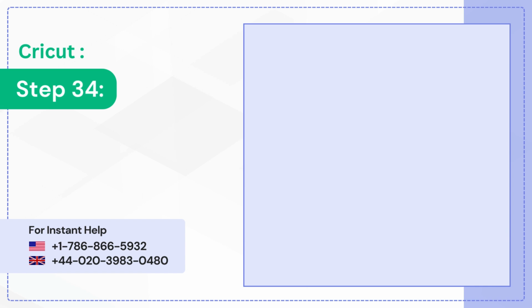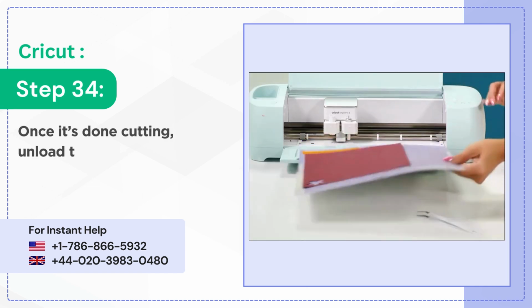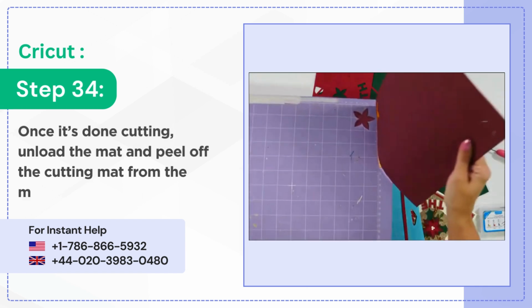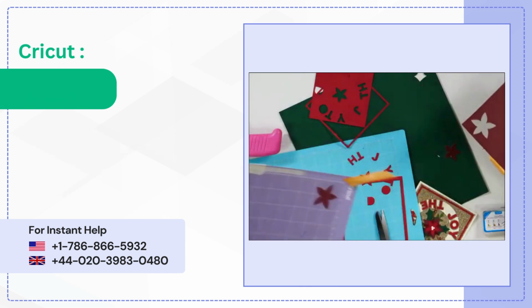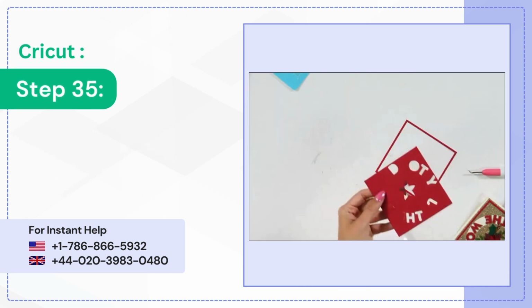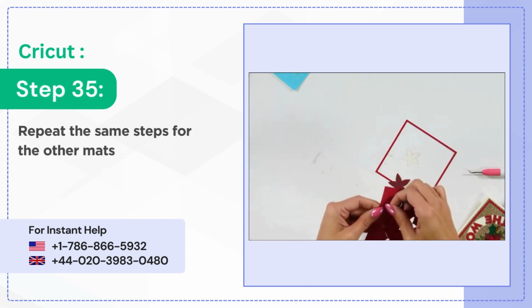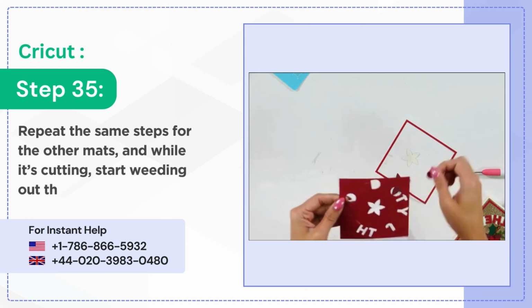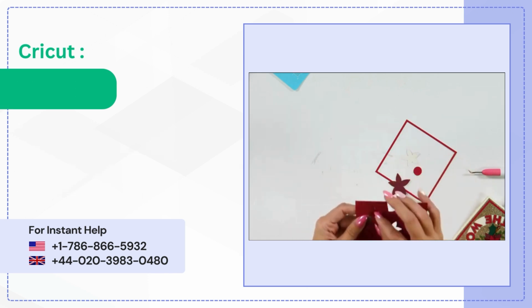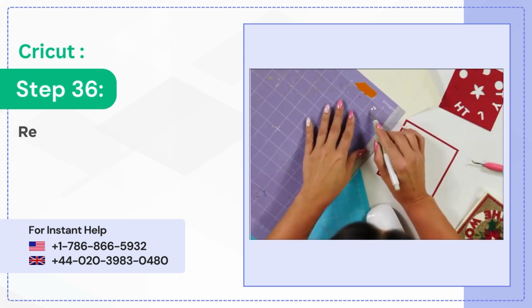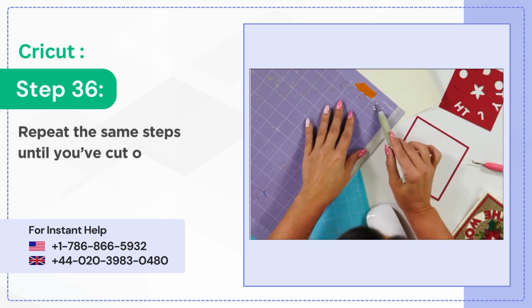Step 34. Once it's done cutting, unload the mat and peel off the cutting mat from the material. Step 35. Repeat the same steps for the other mats, and while it's cutting, start weeding out the design. Step 36. Repeat the same steps until you've cut out all the designs.